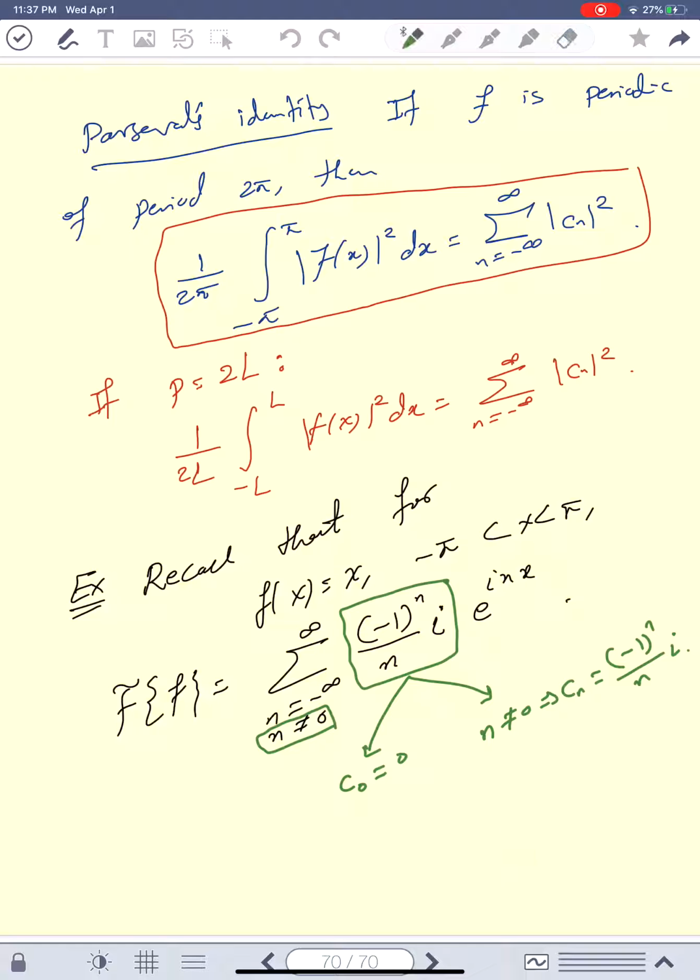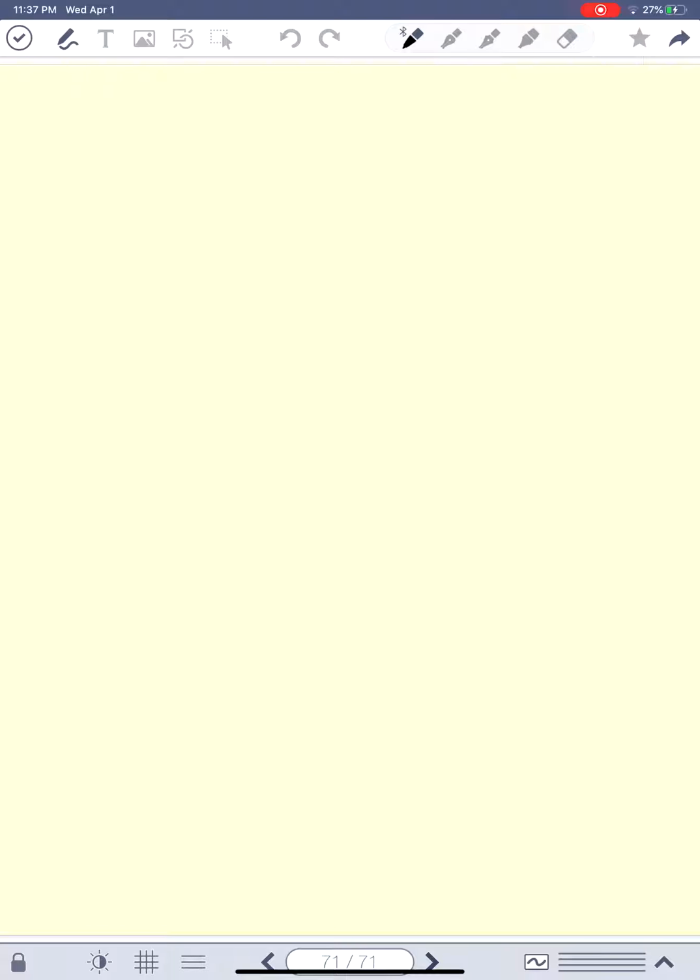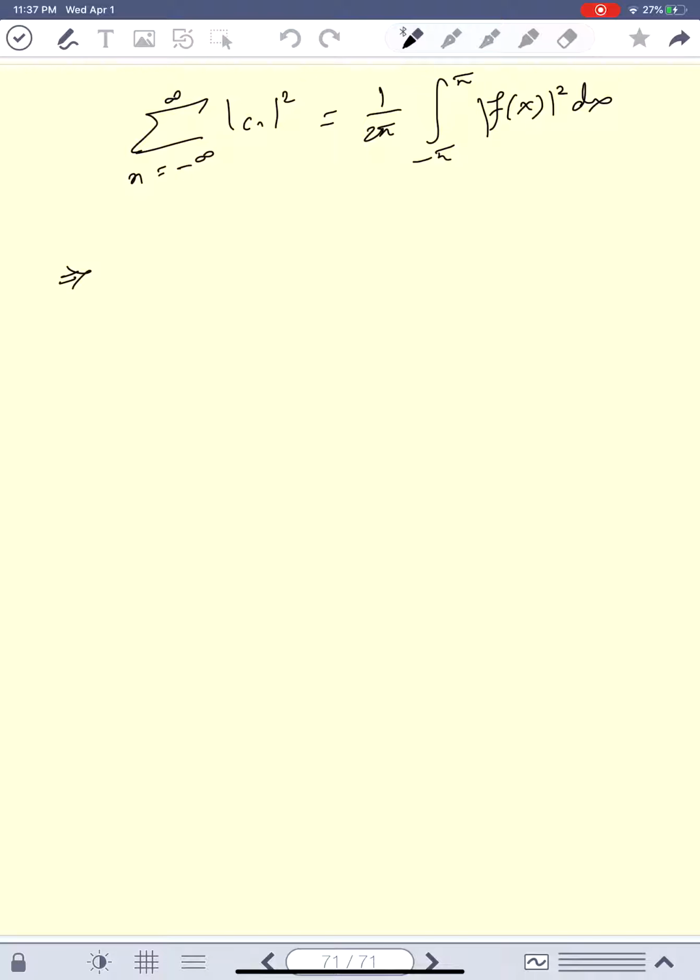Okay, so now if we apply Parseval's identity, what do we get? What is Parseval's identity? Parseval's identity says, of course, you can read it both ways: the sum of all Cn squared is 1 over 2 pi, the integral from minus pi to pi of f of x squared dx. Okay.